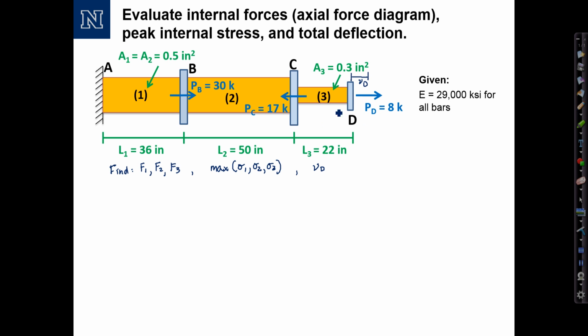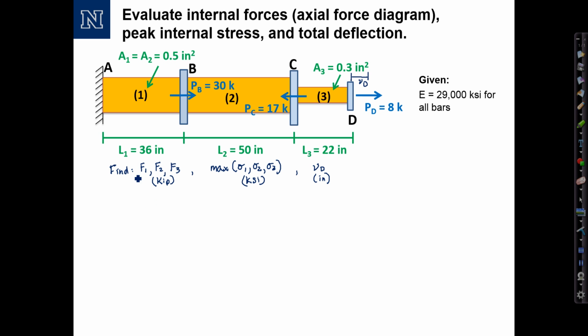Considering units, everything is given in kips and inches, so we can work with those units, and those are good units for stresses in English units. Our forces will be in kips, our stresses will be in KSI, and our deflections will be in inches. Okay, so the first step is to draw an axial force diagram.